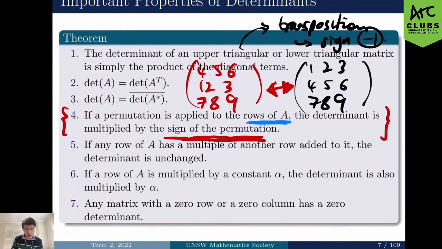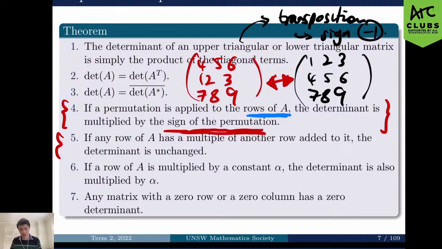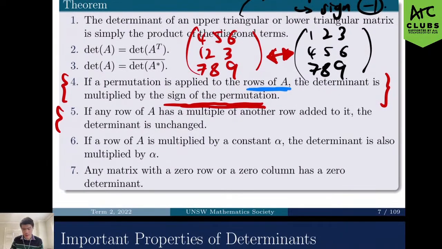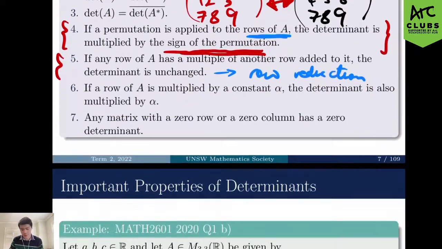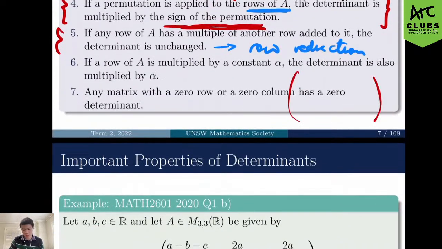Number 5, if any row of A has a multiple of another row added to it, the determinant is unchanged. That's from first year. We've learnt about that before, because this is one of the key tenets of row reduction. The idea is that if we reduce a matrix using standard row reduction, and we just add multiples of one row to another, then the determinant shouldn't be changed, right? Which means we can try to reduce any matrix down to its row echelon form, and try to get an upper triangular matrix.